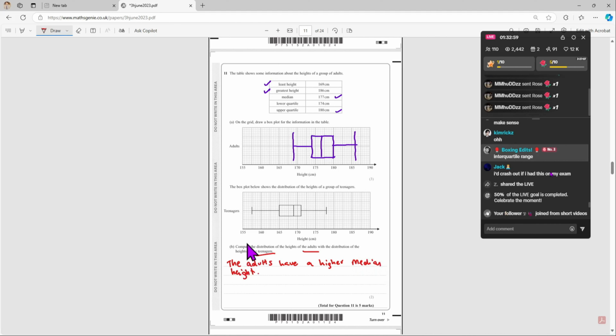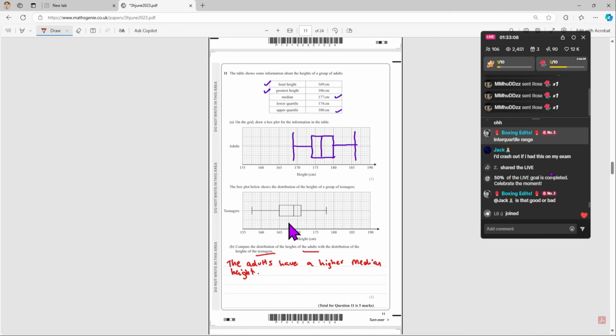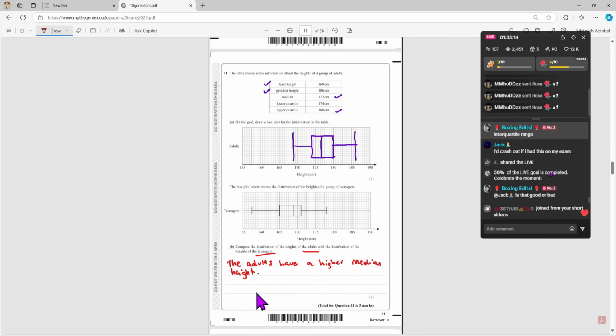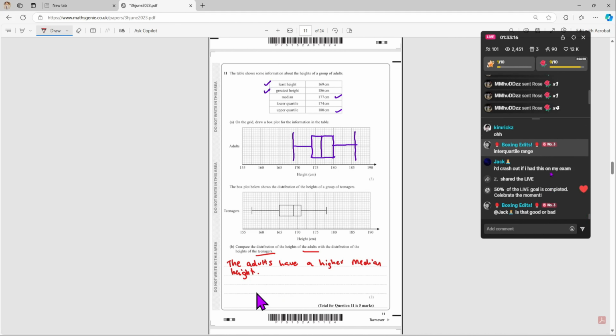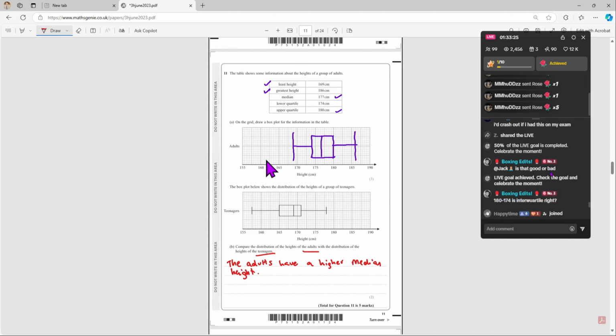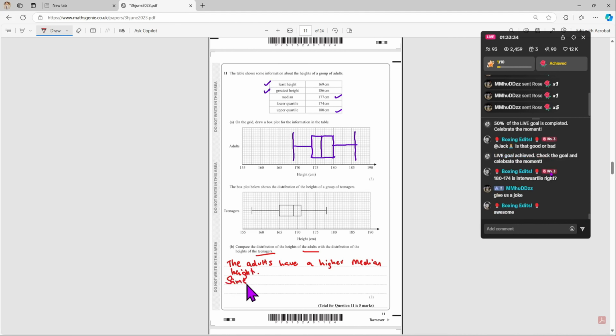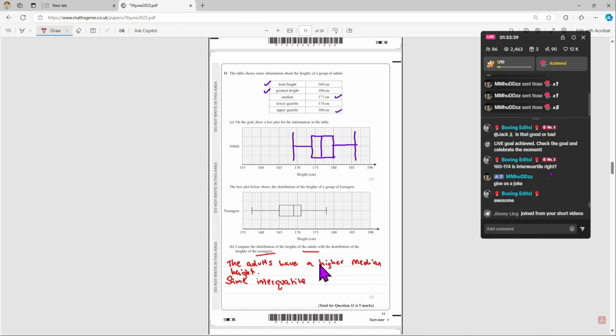And then once we have done that, we can also write that the interquartile range is the same for both groups. How do you work out the interquartile range? You subtract the lower quartile from the upper quartile. Yes, the interquartile range is the upper quartile minus the lower quartile, so both of them have the same interquartile range.